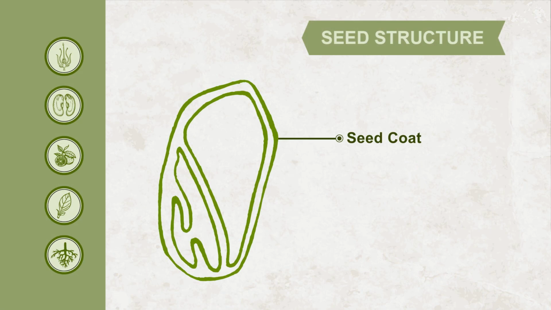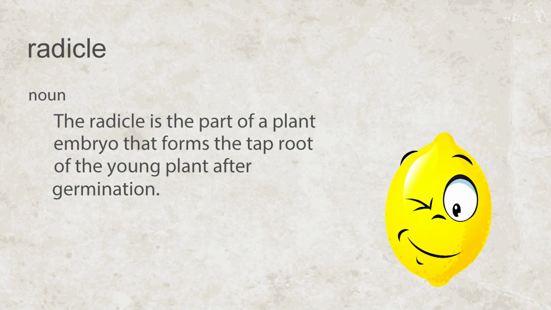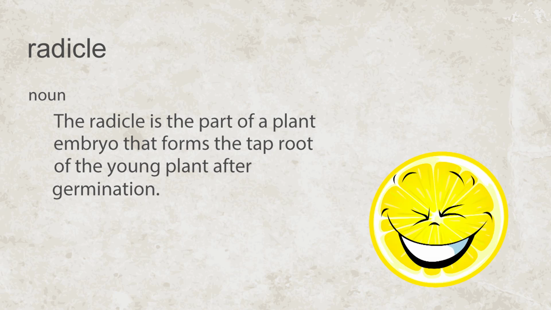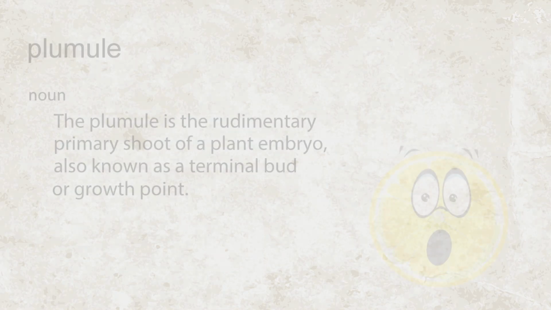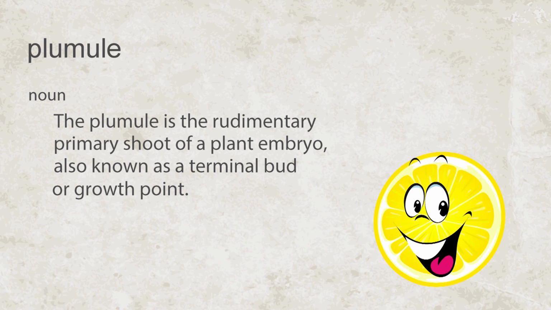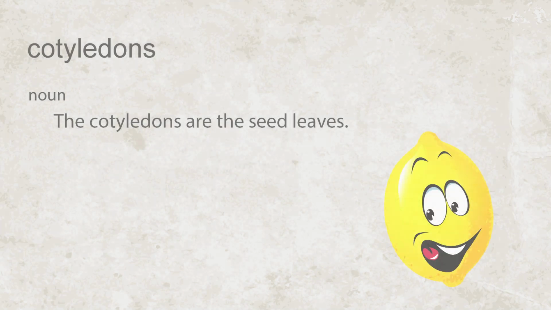The embryo consists of 3 parts, namely the radicle, the plumule, and the cotyledons. The radicle is the part of the plant embryo that forms the taproot of the young plant after germination. The plumule is the rudimentary primary shoot of a plant embryo, also known as a terminal bud or growth point. The cotyledons are the seed leaves.